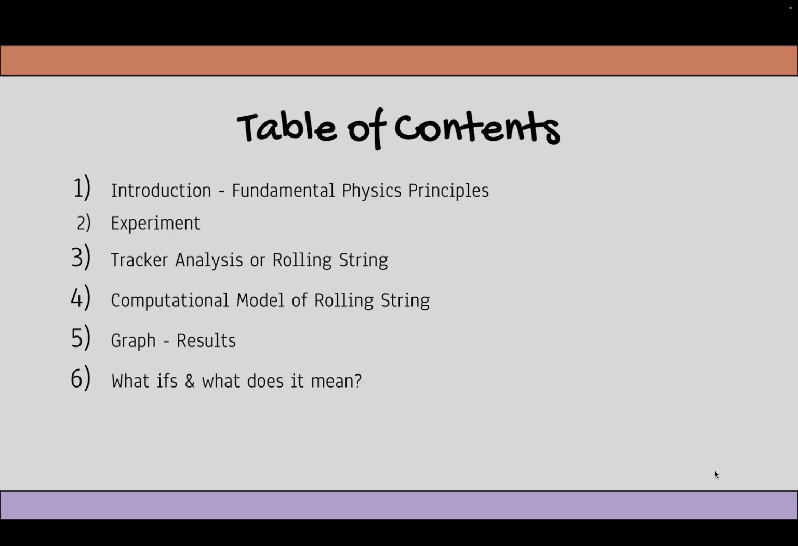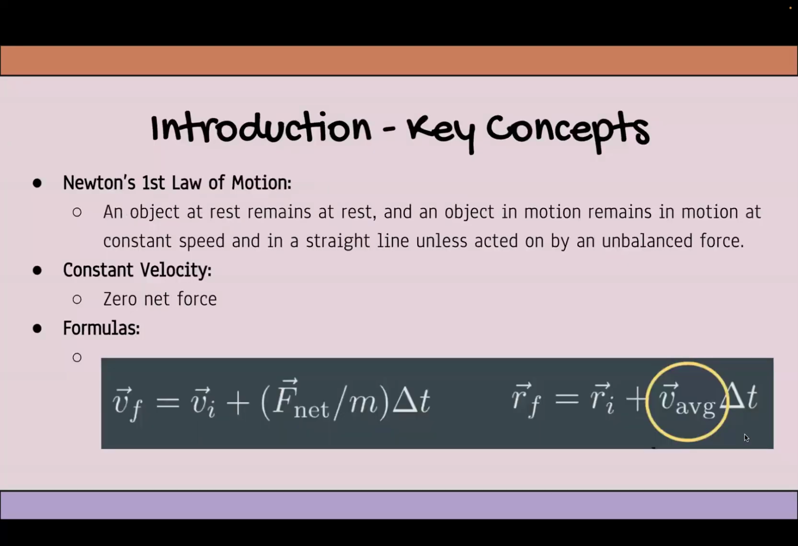So I will be talking about the fundamental physics principles, which is the introduction, the overall experiment and assumptions, the tracker analysis on the rolling string, the computational model using GlowScript, the graph and the overall results, along with the what ifs and what does it mean, which would be the overall conclusion.